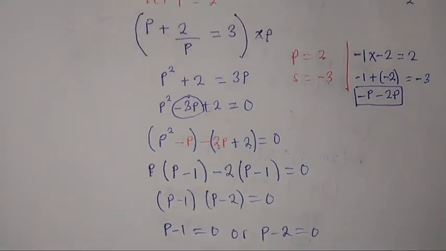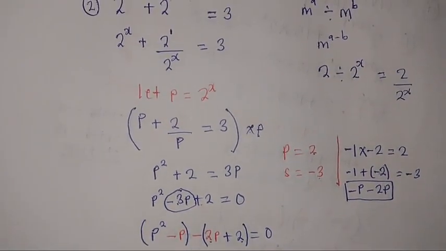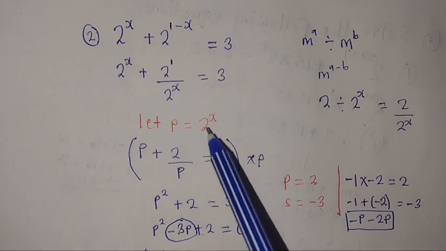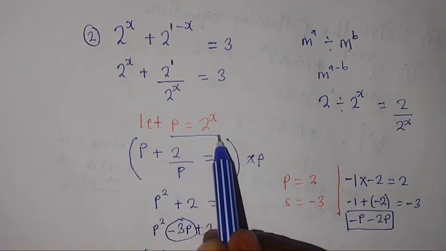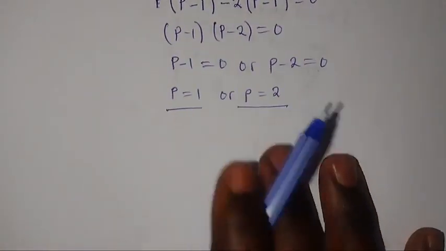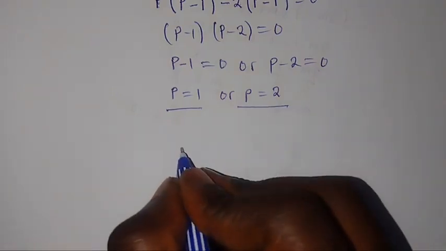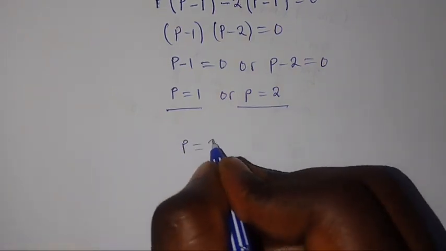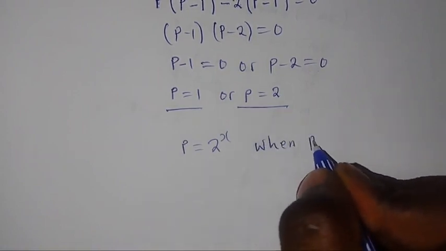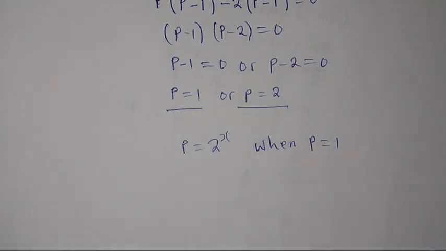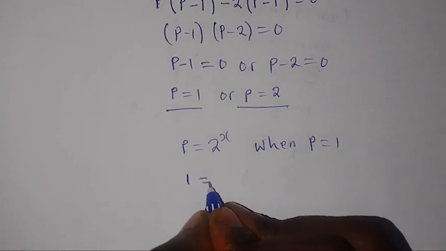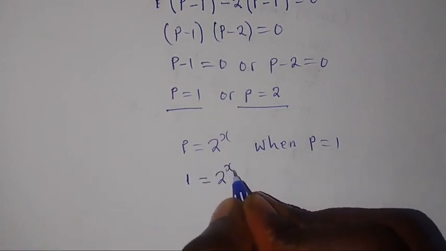Now remember, we are solving for x. Okay, we are solving for x. This was the original question. So we can get this where we said we let p be equal to 2 to the power x. We can get that equation so that we solve for x. So p is equal to 2 to the power x. Okay, we can solve for x when p is equal to 1 for this one. So we are going to say where there is p, we are going to put a 1. 1 equal to 2 to the power x.